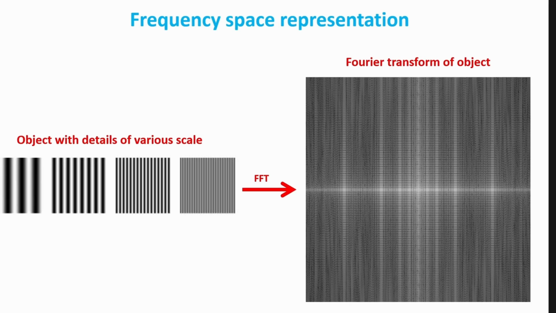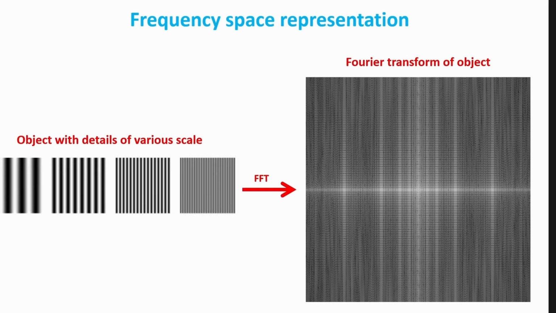The bright spots here correspond to the most frequently appearing distances in the original image. So for example, in this image, the frequency at which these stripes occur is very high. So the dark and bright lines, or the most nearby bright lines, are very close to each other. So if I calculate the distance between two bright lines and calculate the inverse, that's a high number. In this image, it's a low number because they are far from each other.